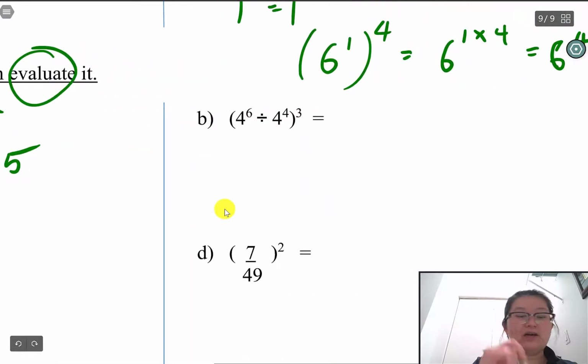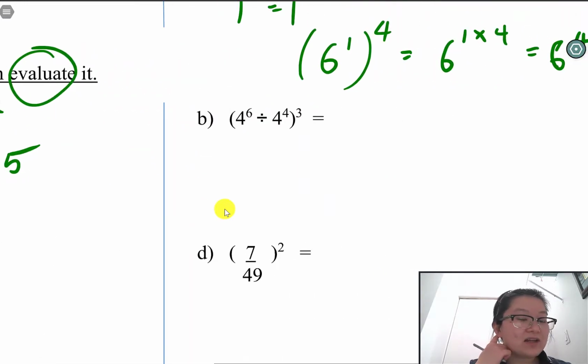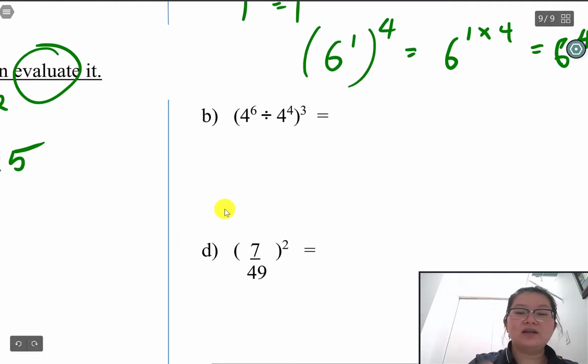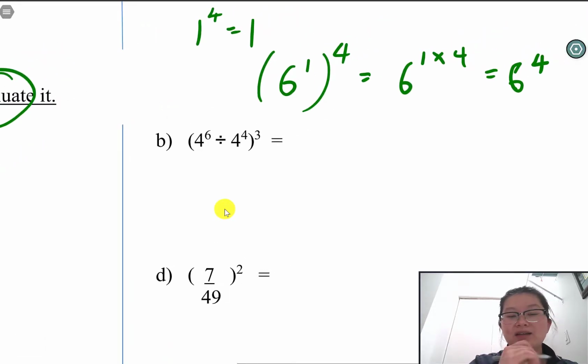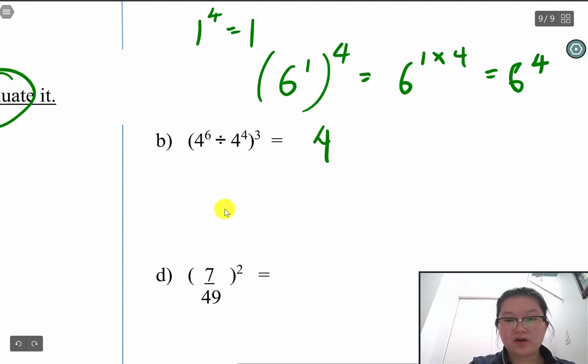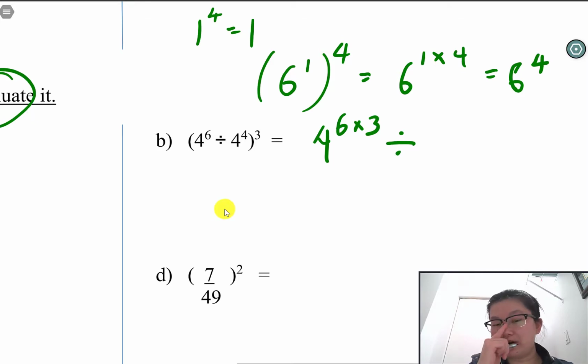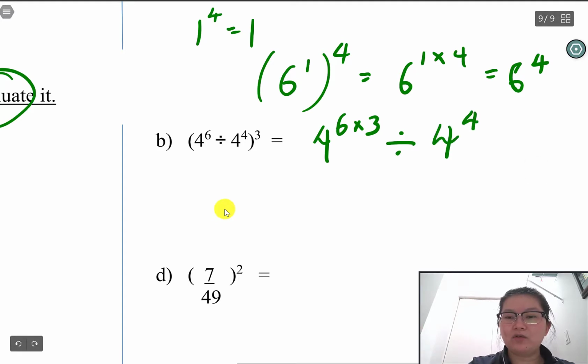Let's do B. All right, so this one, we in fact have 3 on the outside, but these 4s have their individual exponents. So what that's going to look like is 4 to the power of 6. Remember, if it's on the outside of the brackets, we have to multiply by that exponent. So this is going to be 4 to the power of 6 times 3. Then I divide it by 4 to the power of 4 times 3 over here.